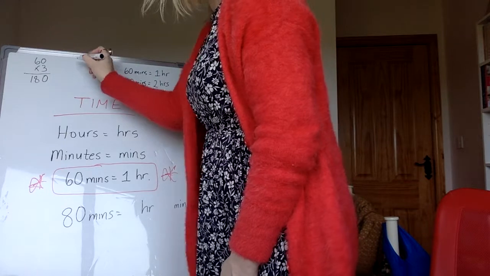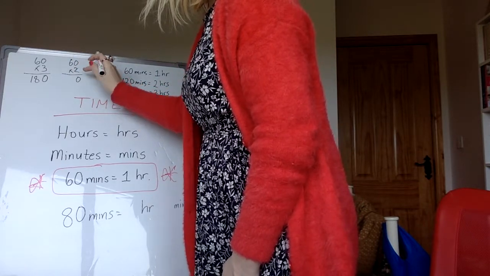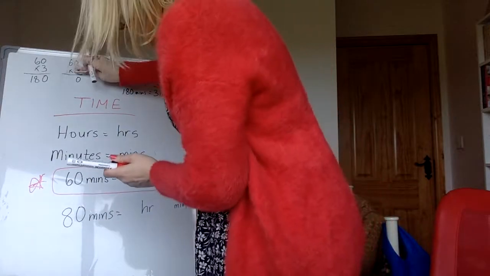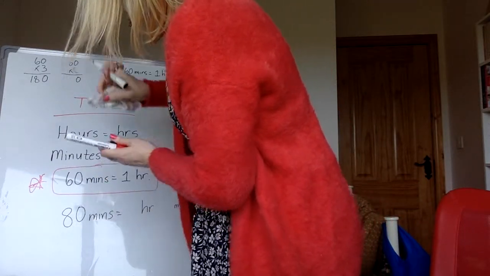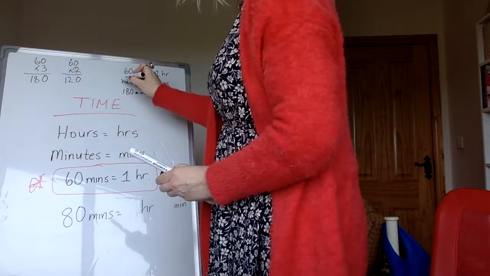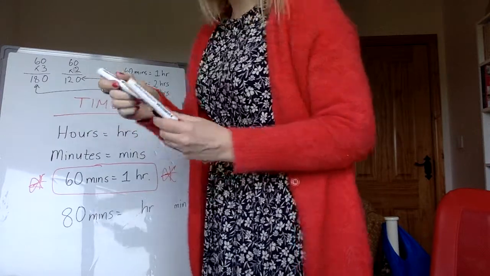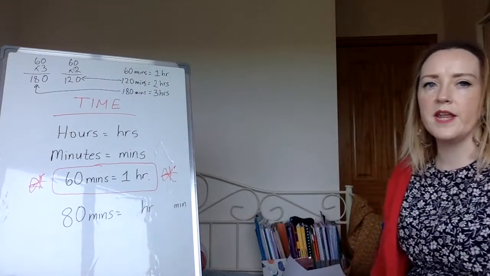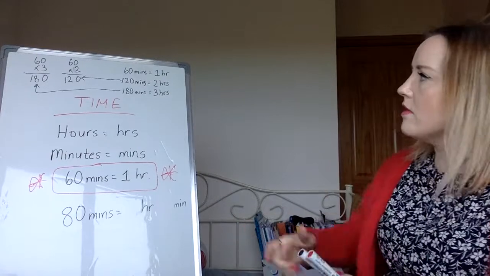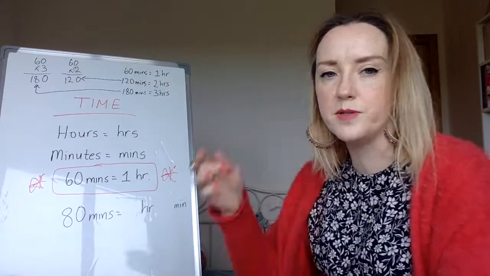For my 2 hours here, it was 60 multiplied by 2. 2 zeros is 0. 2 sixes are 12. That's where I get this, and that's where I get that. Okay? That's where I'm getting those figures. So if my 60 minutes is equal to 1 hour, that's my golden rule. That will never change. That will always be the same.